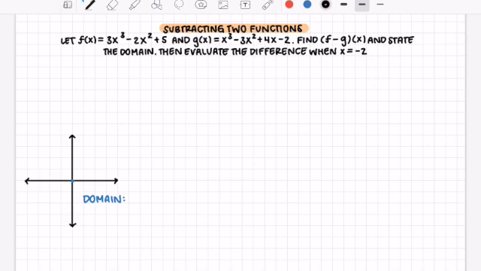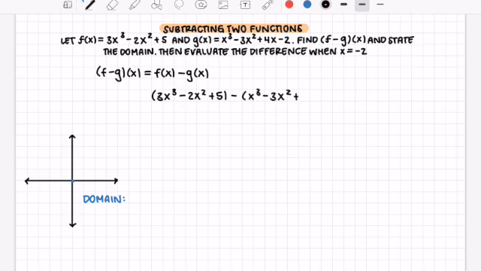So again, if we have here f minus g of x, I can change this into being f of x minus g of x. And so when I substitute that in, I get 3x to the power 3 minus 2x squared plus 5, and that's subtracting with the other function, x to the power 3 minus 3x squared plus 4x minus 2.